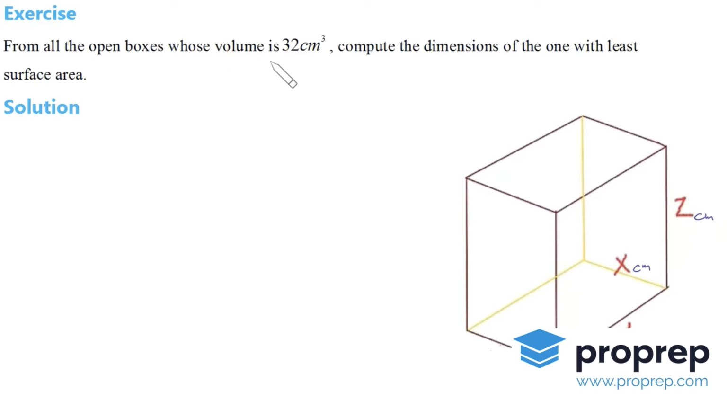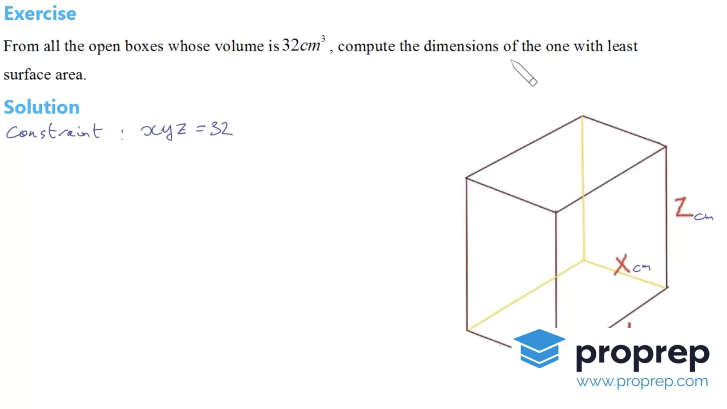And this is an optimization problem with constraint. It's going to be a minimum problem because of the word least. We want to identify the constraint function and the target function. Let's start with the constraint. The constraint says that the volume is 32. Volume is width times length times height. So that says that xyz equals 32.